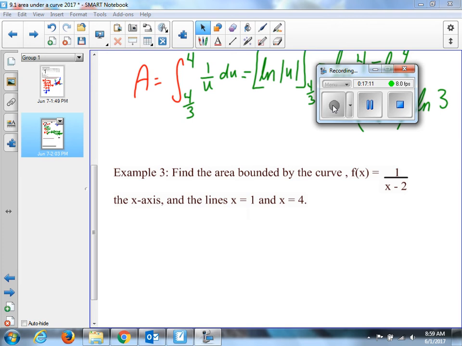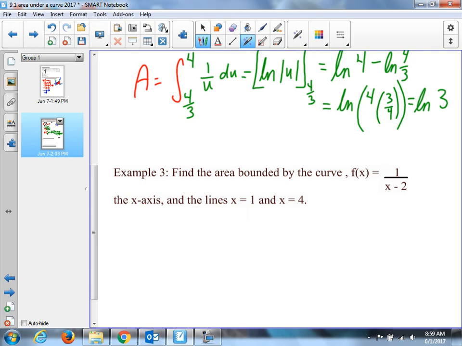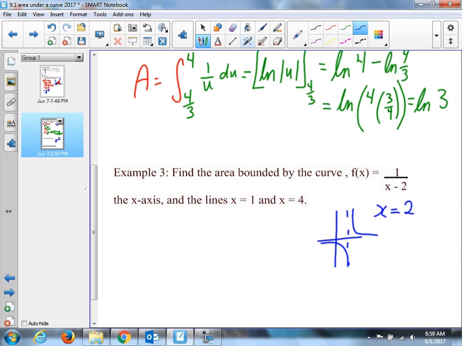Now, why do I bring that up here? What's the first thing you should have done? And I don't think you did. What's the non-permissible value for this? X can't equal 2. That means if I graph this, what did it look like? At 2, we've got, okay. And what are we finding the area from? 1 to 4. Is this a continuous function?